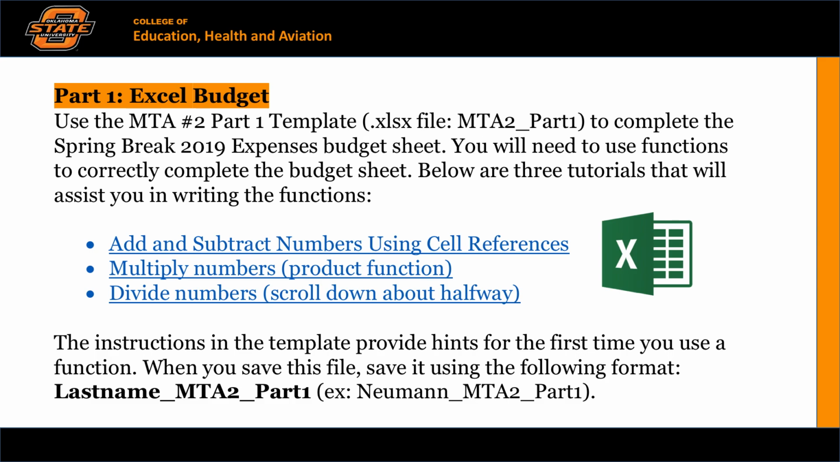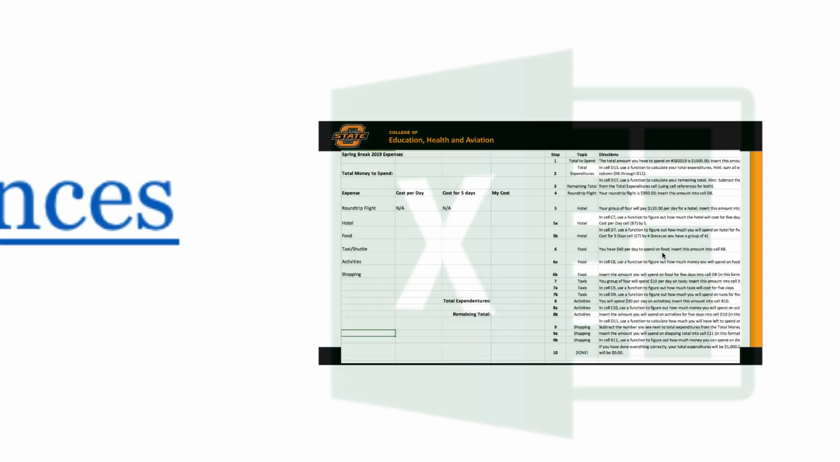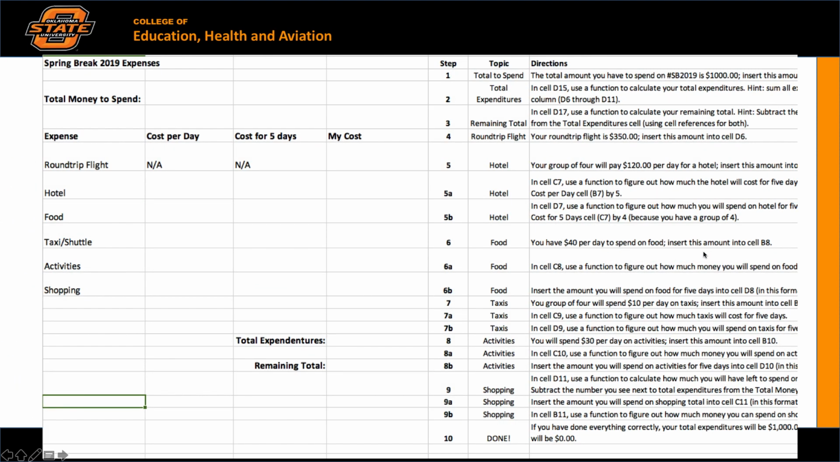And you'll download the Excel file from Brightspace, which is attached just like the assignment instructions are. And then you'll use the instructions inside the file to complete the Spring Break 2019 budget. So here's what it looks like when you open it. It has the instructions there, the budget stuff.